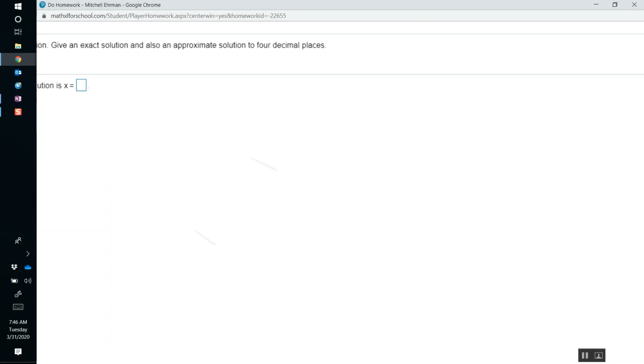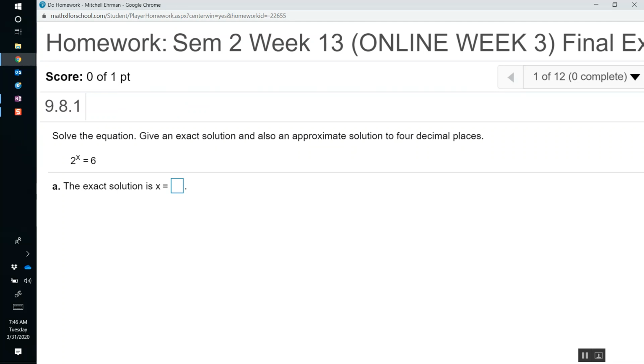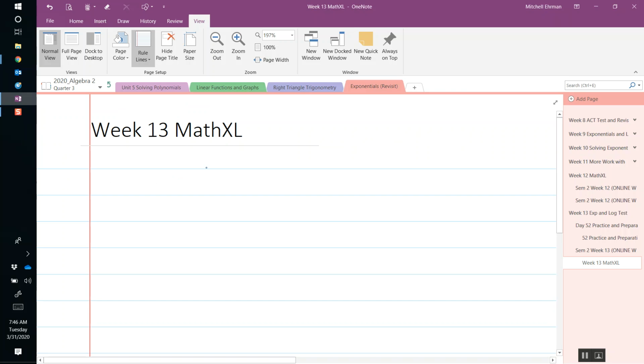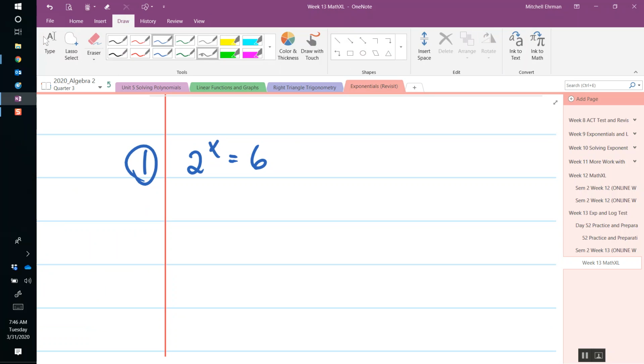These first few questions are really just meant to remind you of how we can solve these exponential equations with logarithms. And what I would expect you to do here is to start with this problem, 2 to the x power equals 6. So this is problem number 1. I would write down 2 to the x power equals 6. And then remind yourself, or hopefully you still remember, that since the unknown value is in the exponential, we could rewrite this as a logarithm.